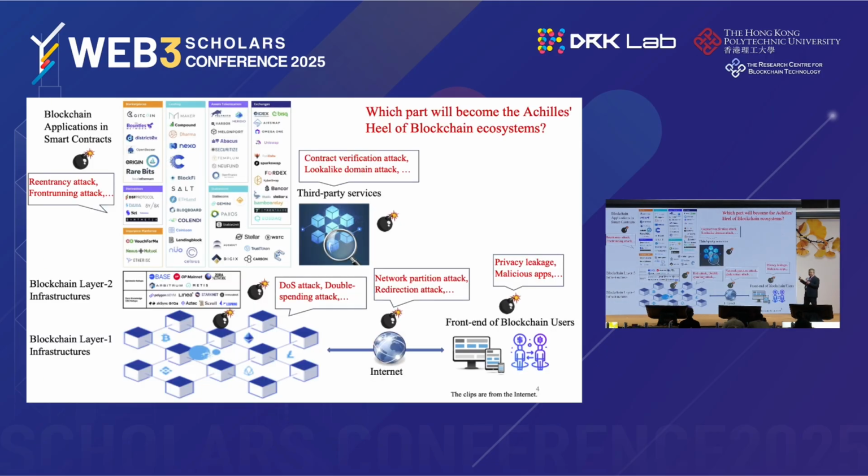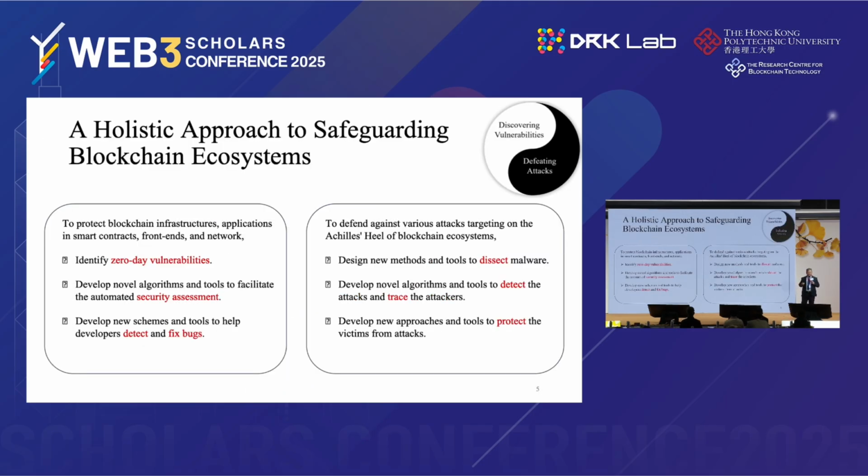This figure shows the major components in the blockchain ecosystem. We can see that all the major components, including the front end, the network, layer 1, layer 2, or even layer n infrastructures, as well as the smart contracts and the third-party services, may be vulnerable to different types of attacks. So my research aims to develop a holistic approach to safeguarding the blockchain ecosystem from two aspects.